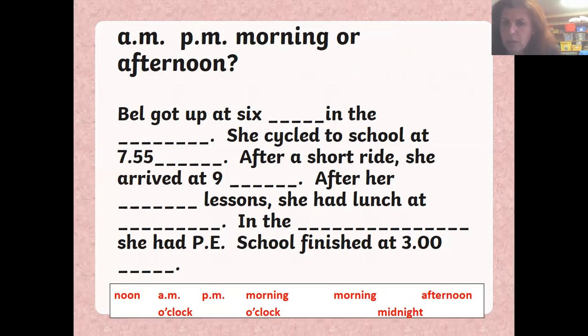Did you manage to put all those words in the right gap? Did you work it out from the clues? Did you work out, well, AM is kind of during the night and in the morning, and then PM is afternoon and the evening. Did you work it out?